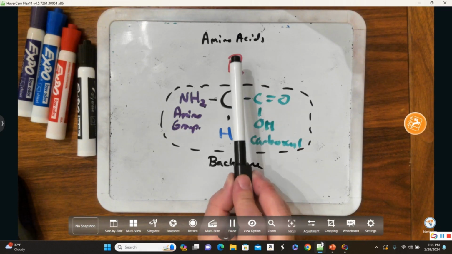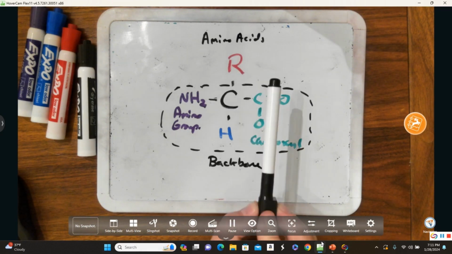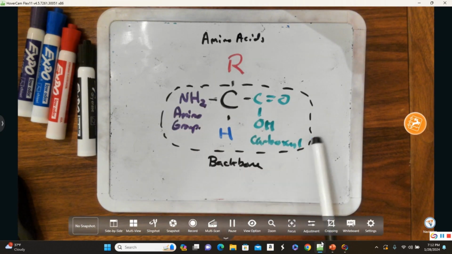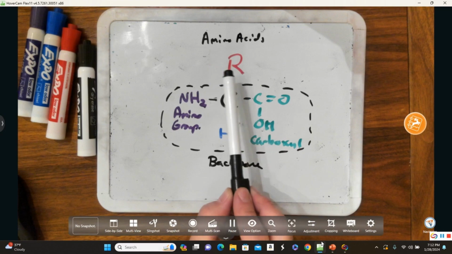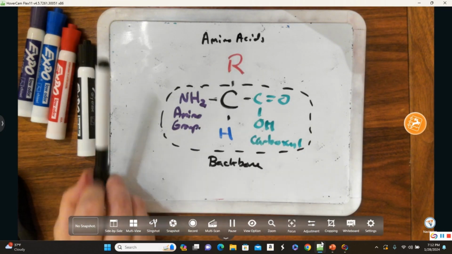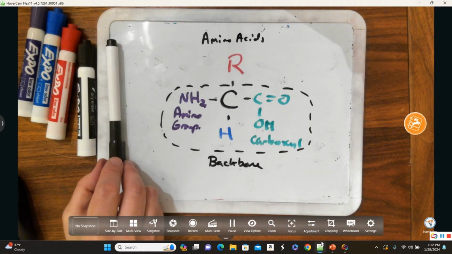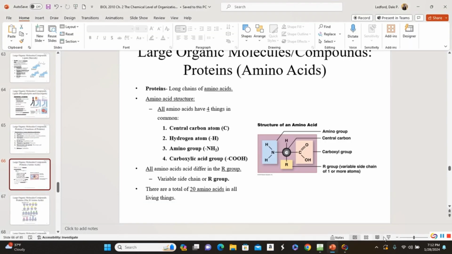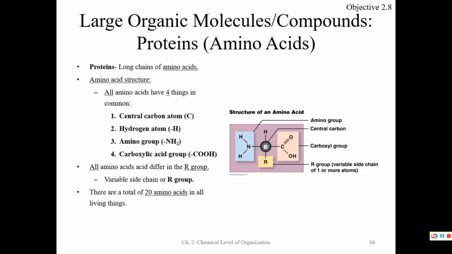This R group right here is going to make every single amino acid differ. In the backbone here, every amino acid is the same. But right here at the R is where every amino acid that we ever have differs. Now, there's only 20 amino acids that life uses. Life uses 20 of these amino acids.